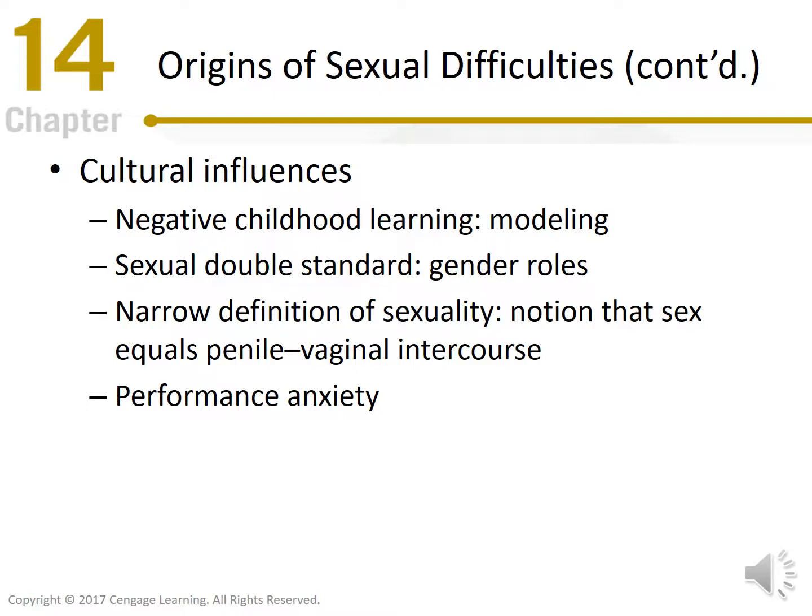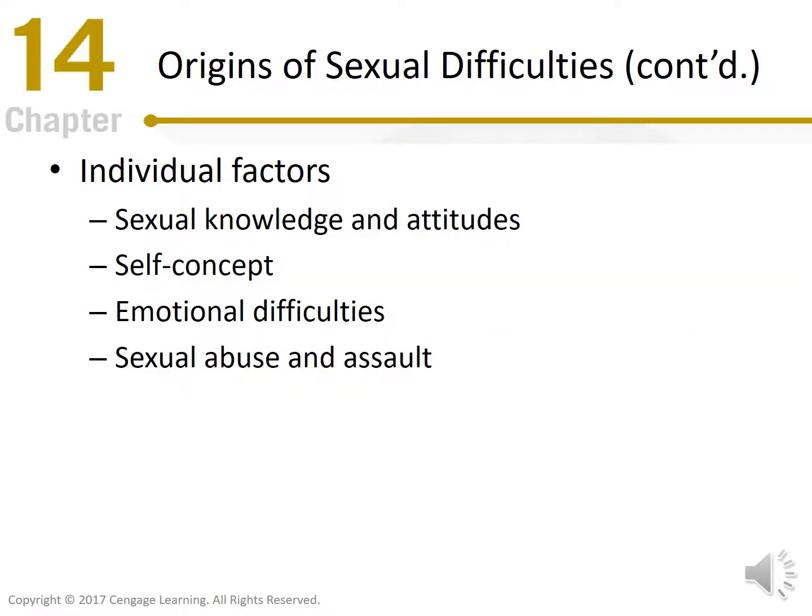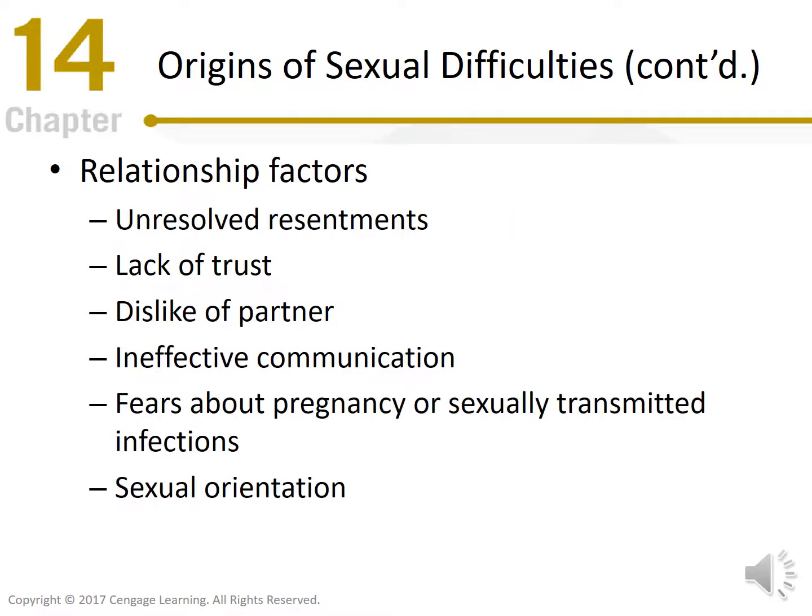Cultural influences. These include negative childhood learning or modeling, sexual double standards related to gender roles, narrow definition of sexuality, notion that sex equals penile vaginal intercourse, and performance anxiety. Individual factors include sexual knowledge and attitudes, self-concept, emotional difficulties, and sexual abuse and assault. Relationship factors include unresolved resentments, lack of trust, dislike of partner, ineffective communication, fears about pregnancy or sexually transmitted infections, sexual orientation.